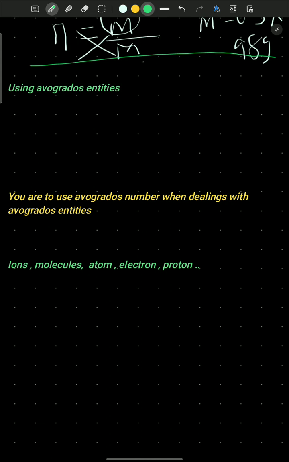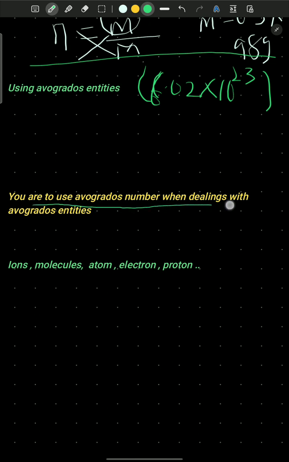So yes, I told you that Avogadro connected a number to every substance, whether living or not living, and that number is 6.02 times 10 raised to the power 23. So this is the number he connected to every substance in the whole world. And what does Avogadro's number try to bring out? So please, you are to know that you are to use Avogadro's number.